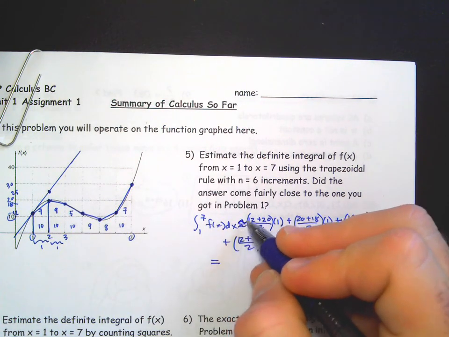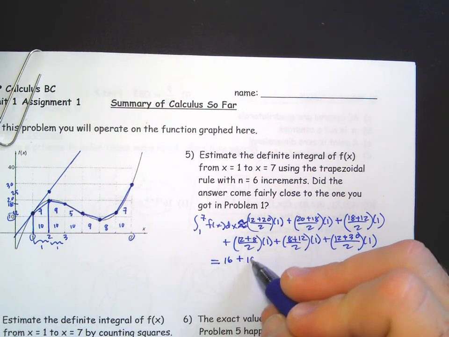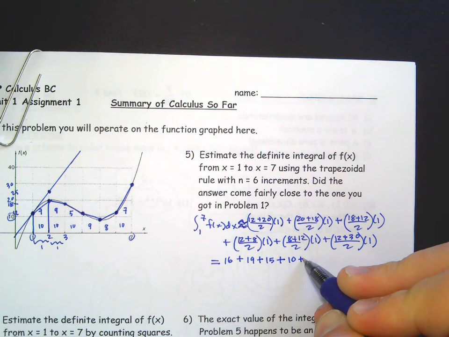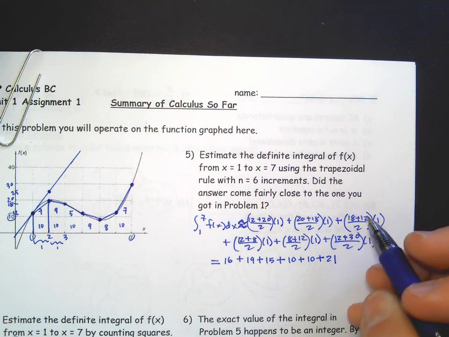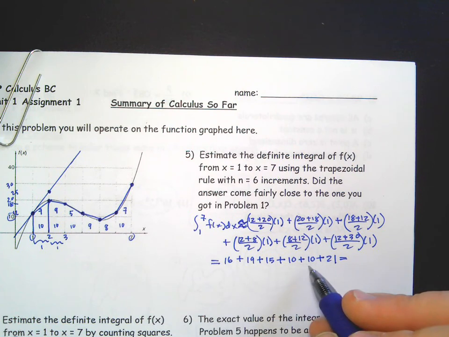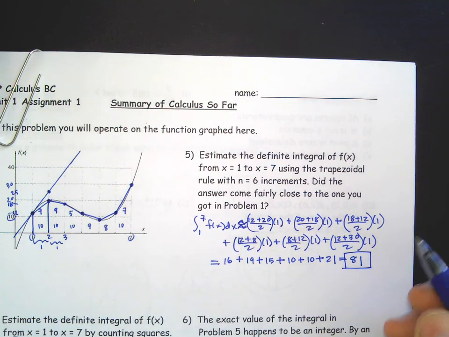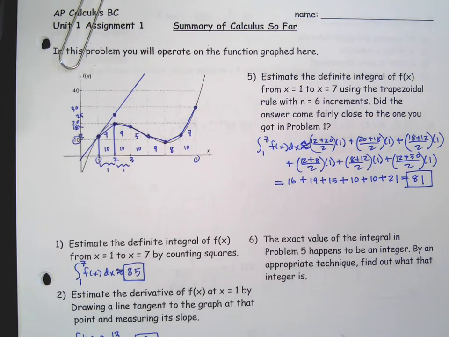So 32 over 2 is 16. 38 over 2 is 19. 30 over 2 is 15. 20 over 2 is 10. 20 over 2 is 10. And 42 over 2 is 21. And so I get 35, 40, 50, 60, 70, 81. That's my answer. And I got 85 before, so seems pretty good. 81, 85. Kind of depends on the numbers you estimated for those, but okay.